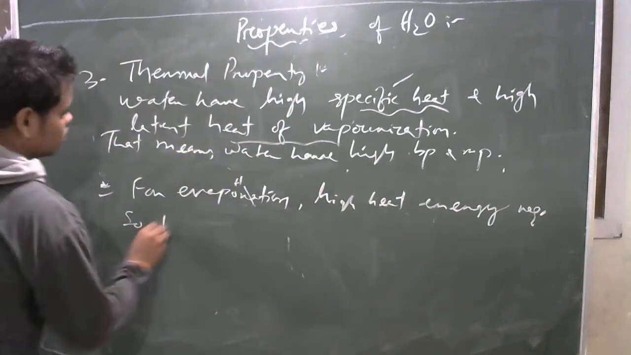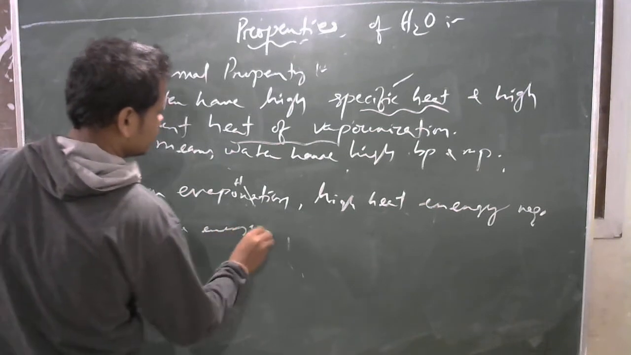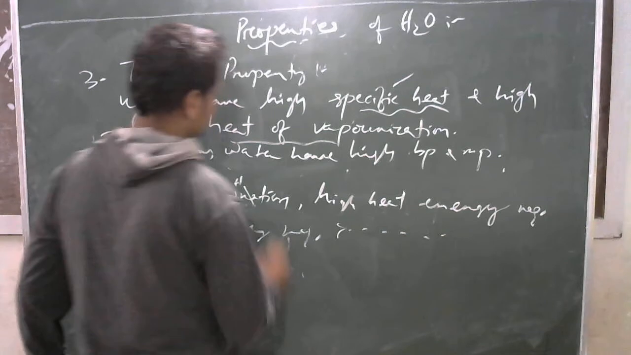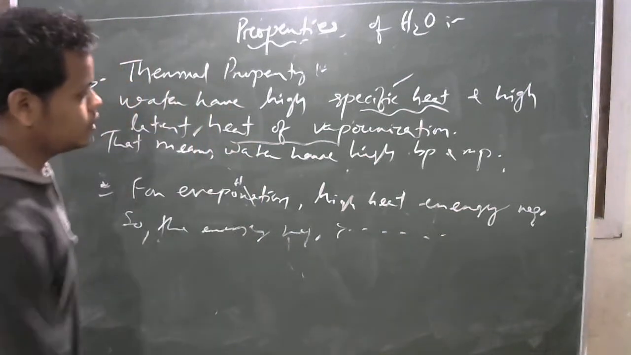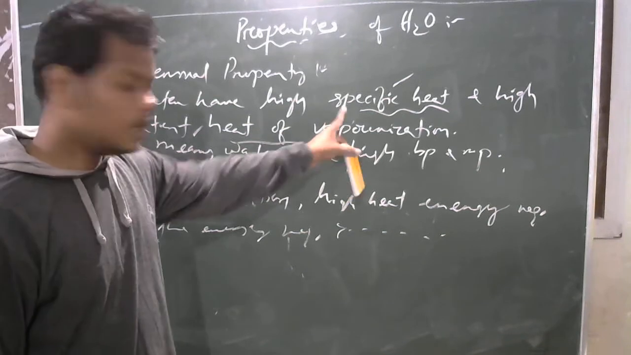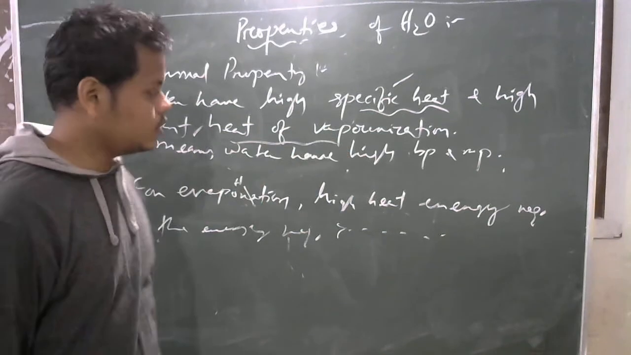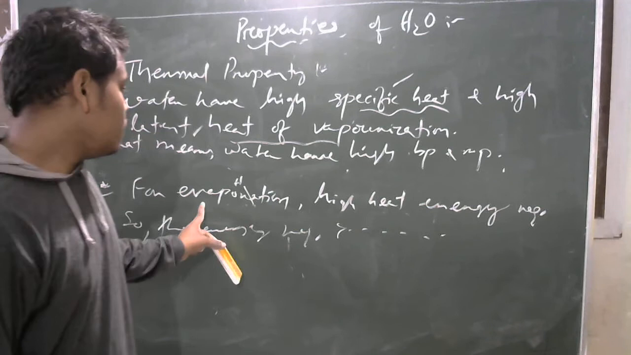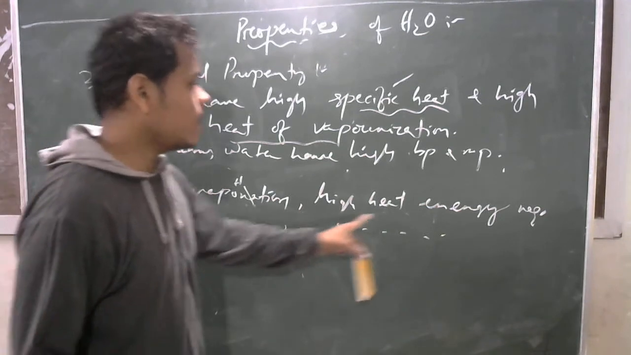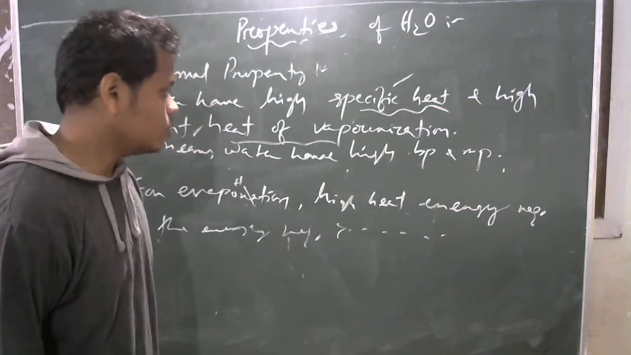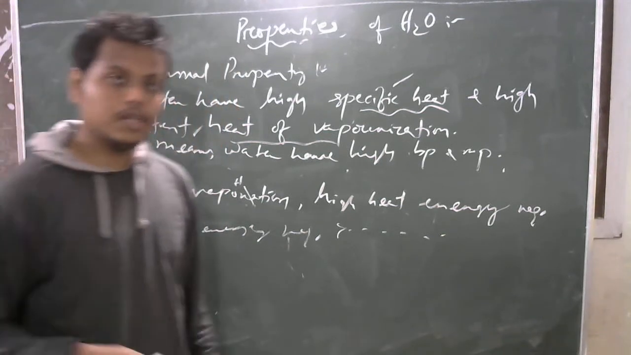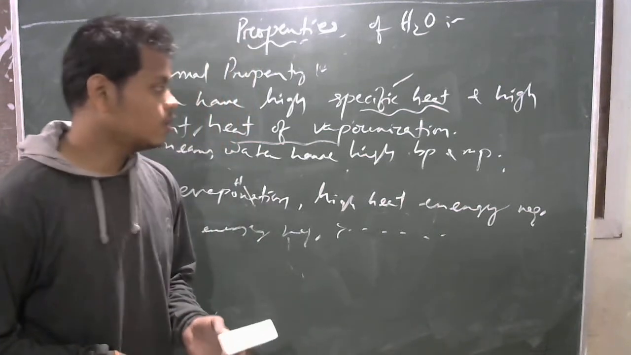So the energy required for the evaporation process is called latent heat of vaporization. Okay, so water has high specific heat and high latent heat of vaporization. That means for the evaporation process high heat energy is required. Assume that in our body water molecules are also present.